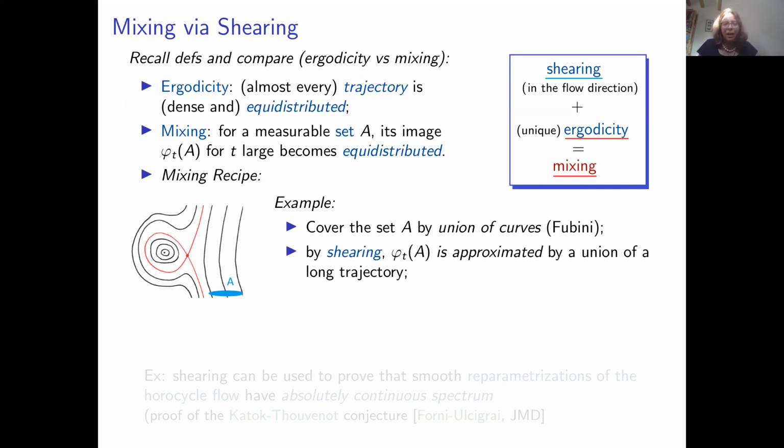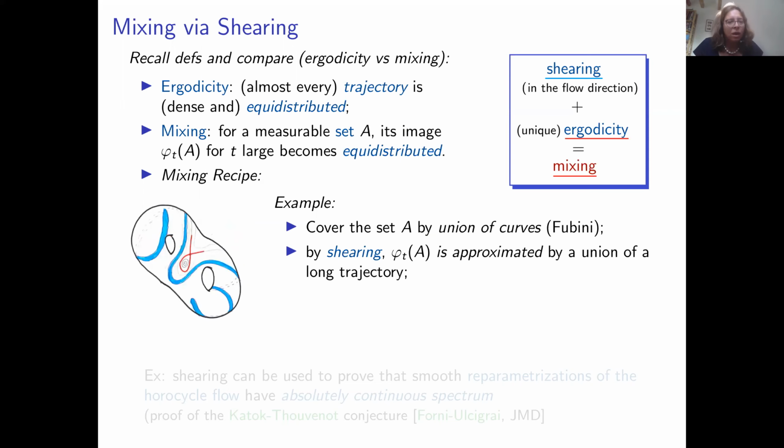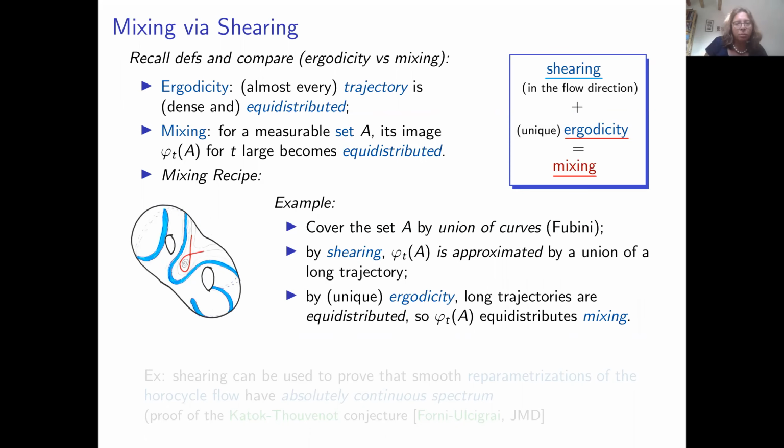So again, I take a set and I can maybe cover this set by transverse curves, by Fubini. And each of these transverse curves, when I flow it, shears. And if it shears in the direction of the flow, it will shadow a trajectory of the flow. So as it shears, it becomes longer and longer, and it shadows a flow trajectory. So if the flow is ergodic, this trajectory will equidistribute. So what do I get? That each piece of A, when I flow it, will become equidistributed.